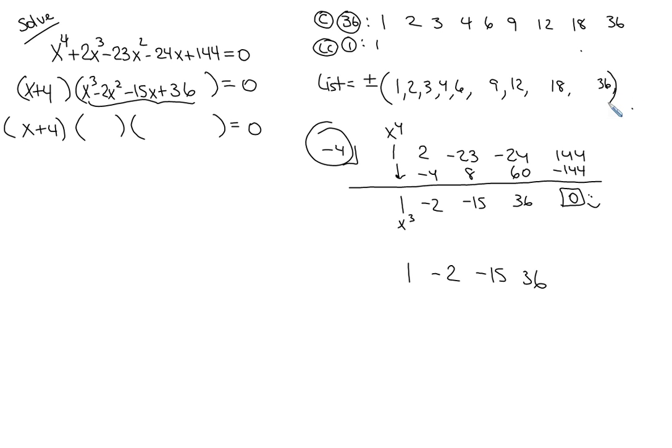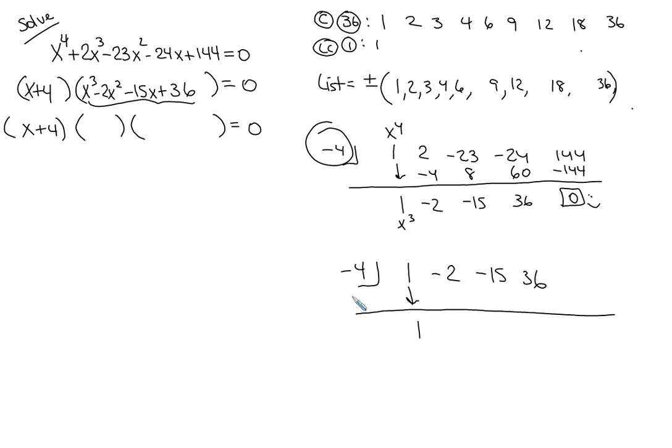So do you see that I have a new list now? It's actually a little bit shorter than it was before. Sometimes the list will be shorter, sometimes the list could be longer. More often than not, it's shorter or the same. So now what I do is I repeat the process again until I find another one that gives me a 0.